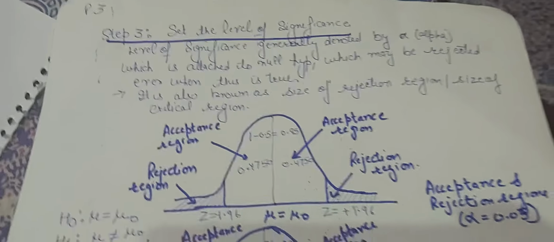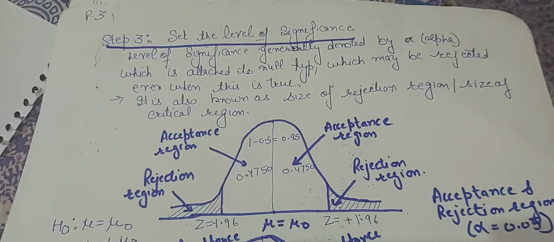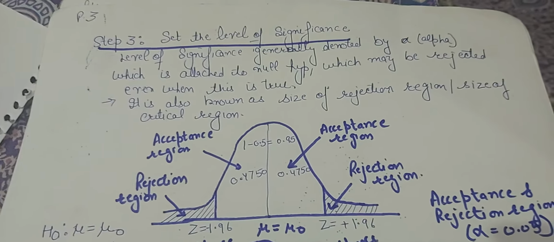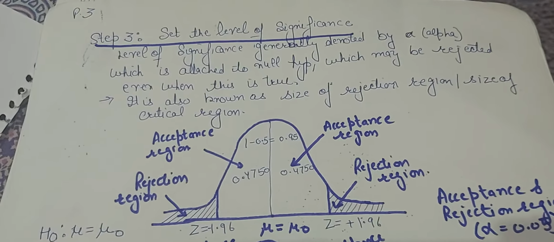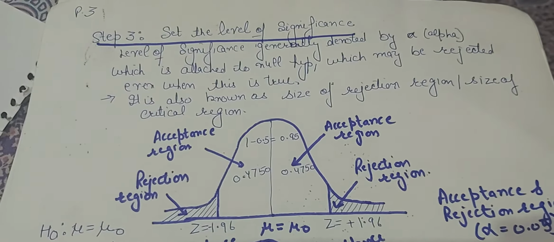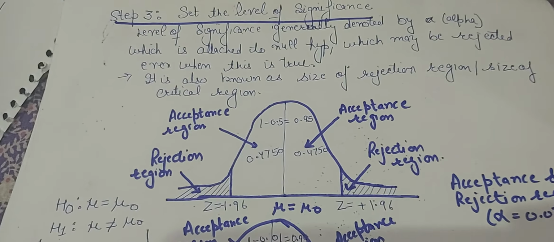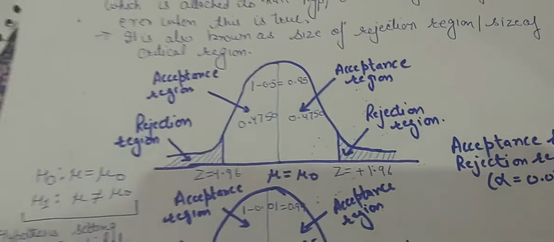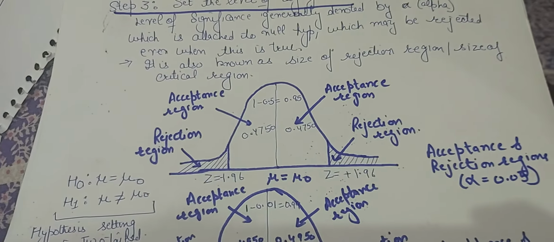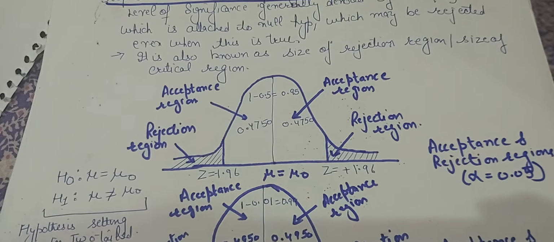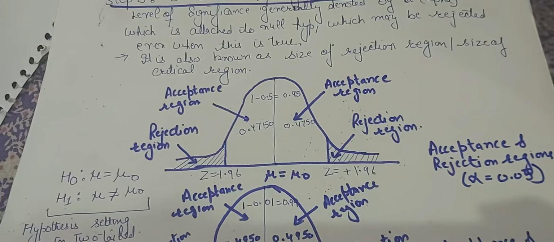What do we mean by level of significance here? The level of significance is generally denoted by alpha, which is the probability that the null hypothesis may be rejected even when it is true. So it is also known as the size of the rejection region or size of the critical region. Here you can see a figure of the normal curve. On both left and right sides there are rejection regions, and in the middle there is the acceptance region.